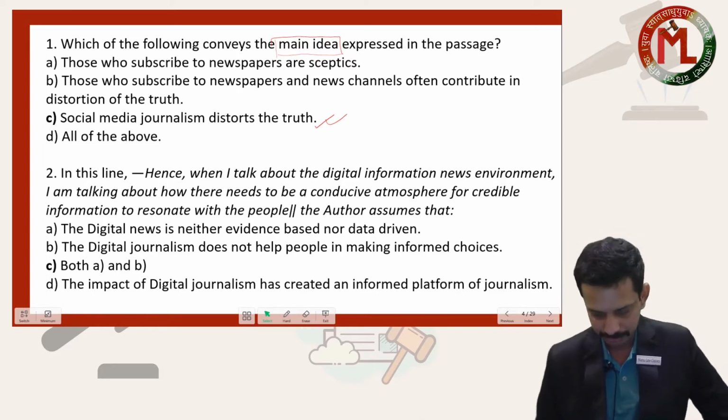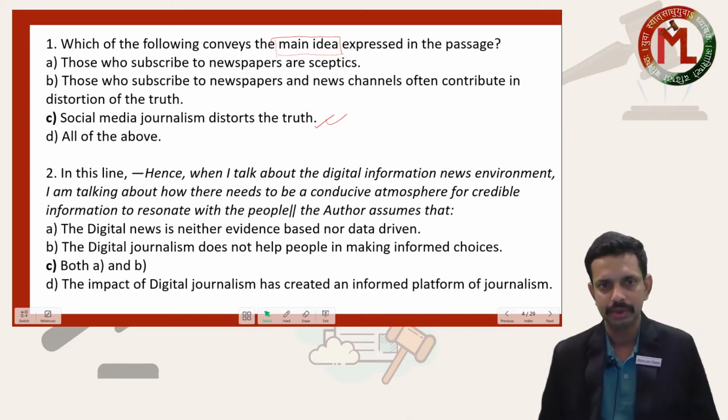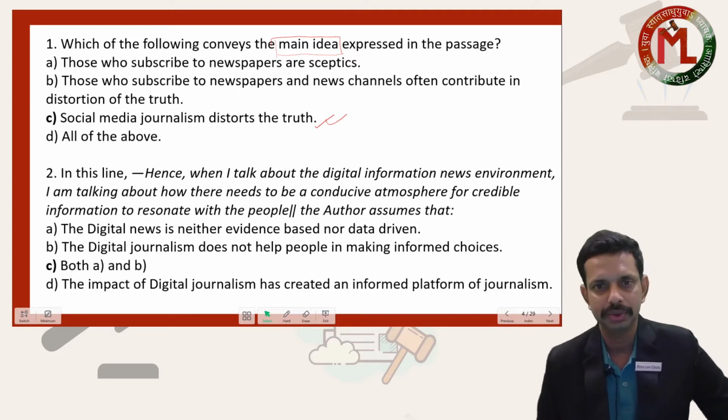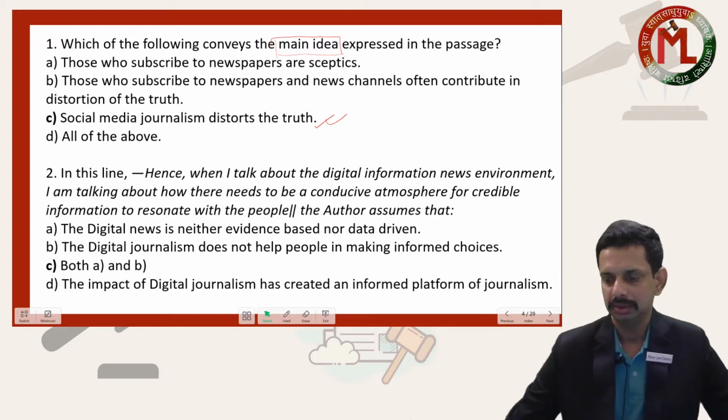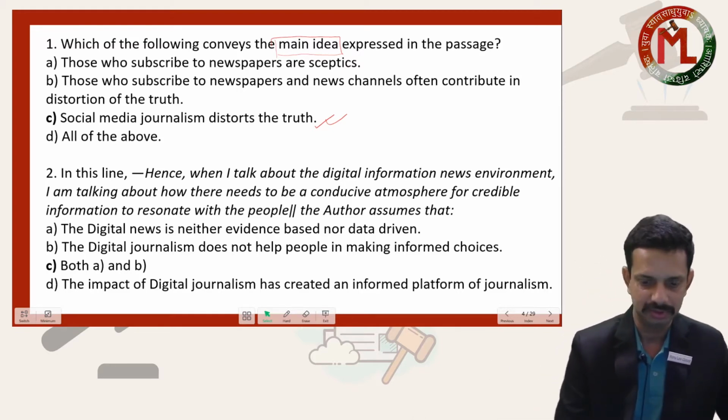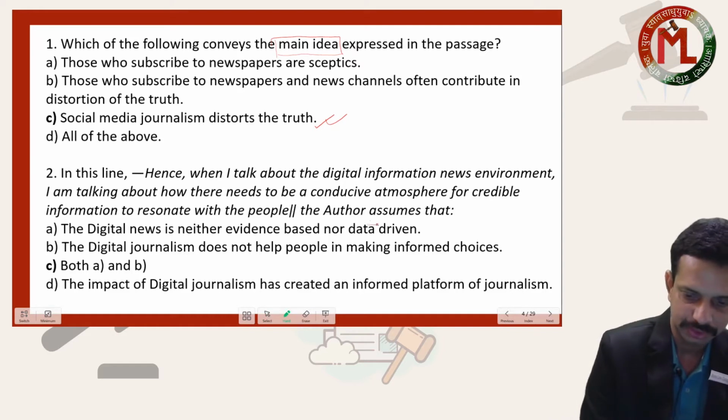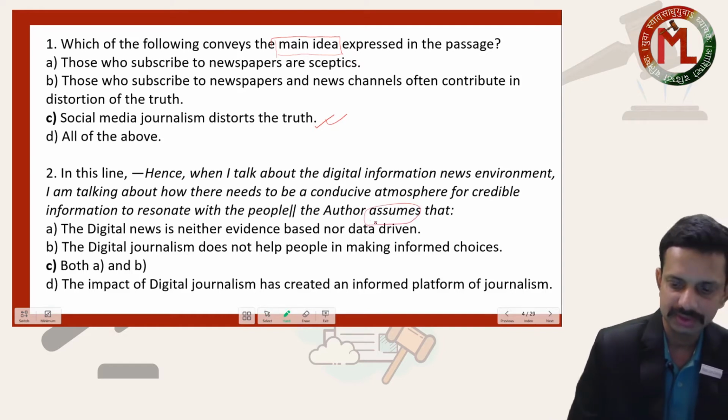Now for the second question, hence when I talk about the digital information news environment, I am talking about how there needs to be a conducive atmosphere for credible information to resonate with the people. The author assumes that. Now here the question asks about the assumption, what the author is assuming. Keyword is assume.